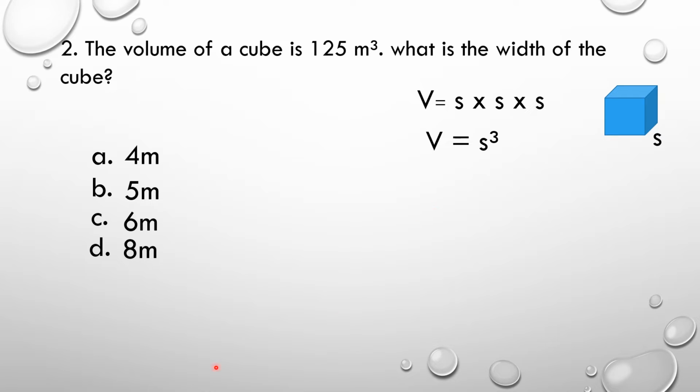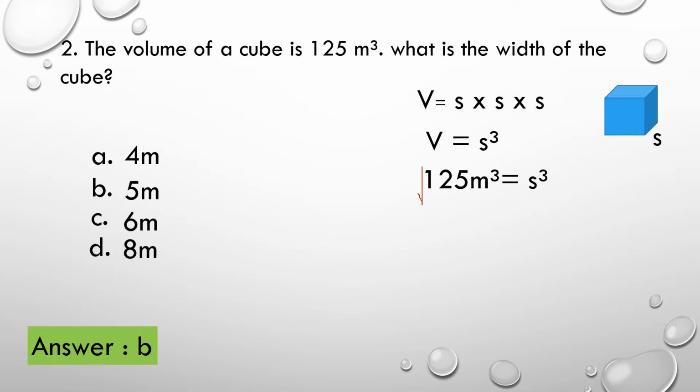So 125 is equal to s cubed. The answer here is letter B. So 125 cubic meters is equal to s cubed. What does it mean now by s cubed? We're going to get the cube root of both sides here. So for the cube root, the index is 3, it's not square root, cube root. What does it mean? Finding the cube root means that you are going to find the number that, if you multiply it by itself 3 times, the answer is 125.